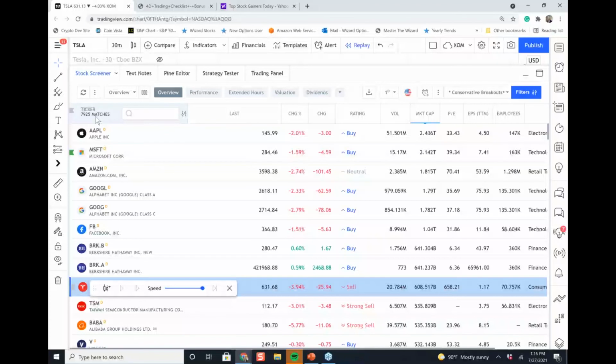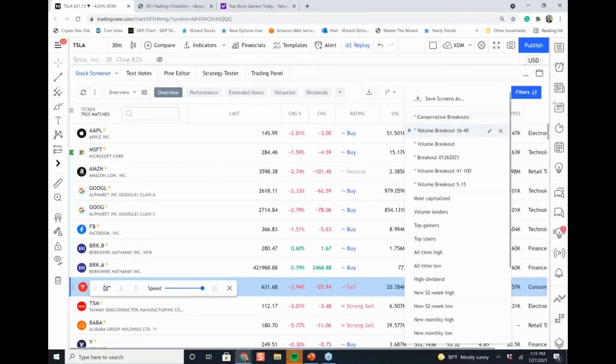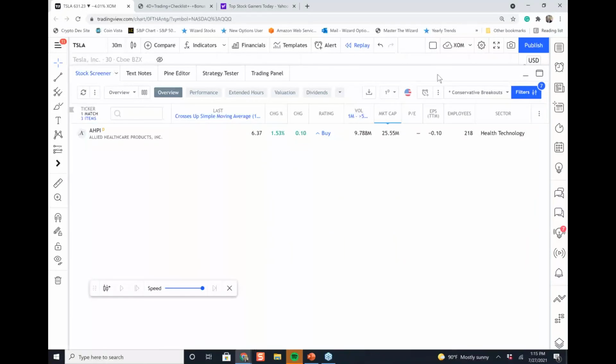So we go from 7,000 and we're going to be at 1. We started with 7,000. I went back and set up that conservative breakout. Here are the filters. We have 1. Now you may be thinking, that's crazy, there's only 1. Is it crazy? Today it's bearish. What are we asking for?